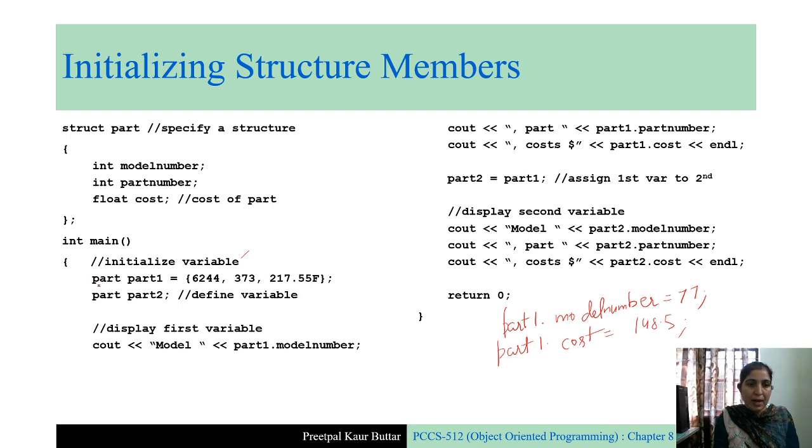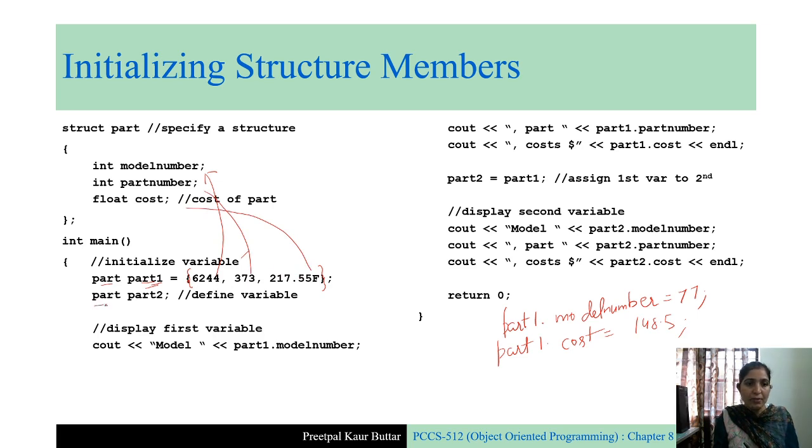Okay, so part1, what are we doing here? We are creating a variable of struct part whose name is part1, and this equal to operator contains a list of the values on the other side. These values are delimited by the opening and closing curly braces. The first value is for the model number, the second value is for the part number, and the third value is for the cost. So this is another way of initializing the structure members.